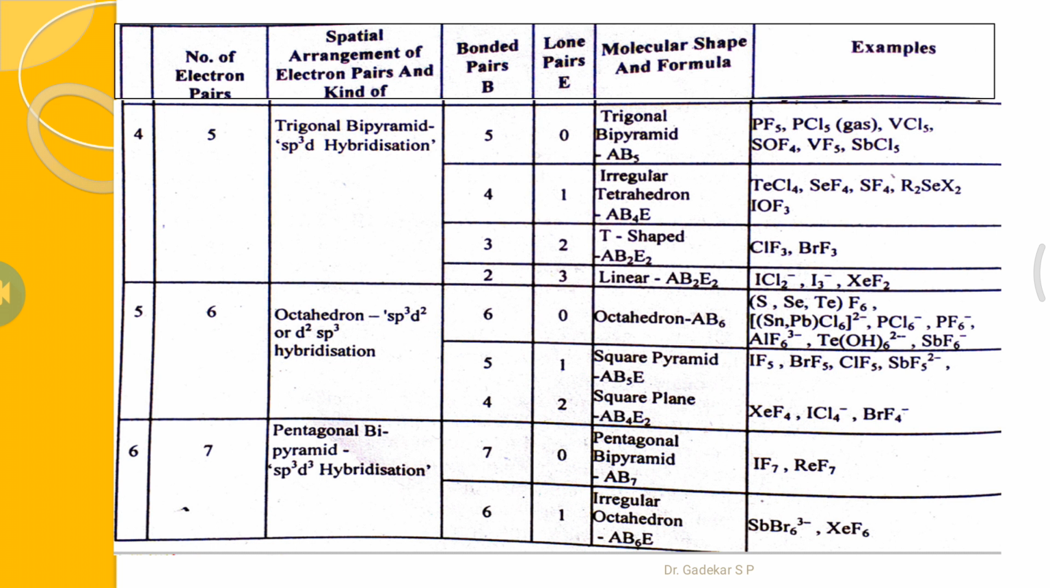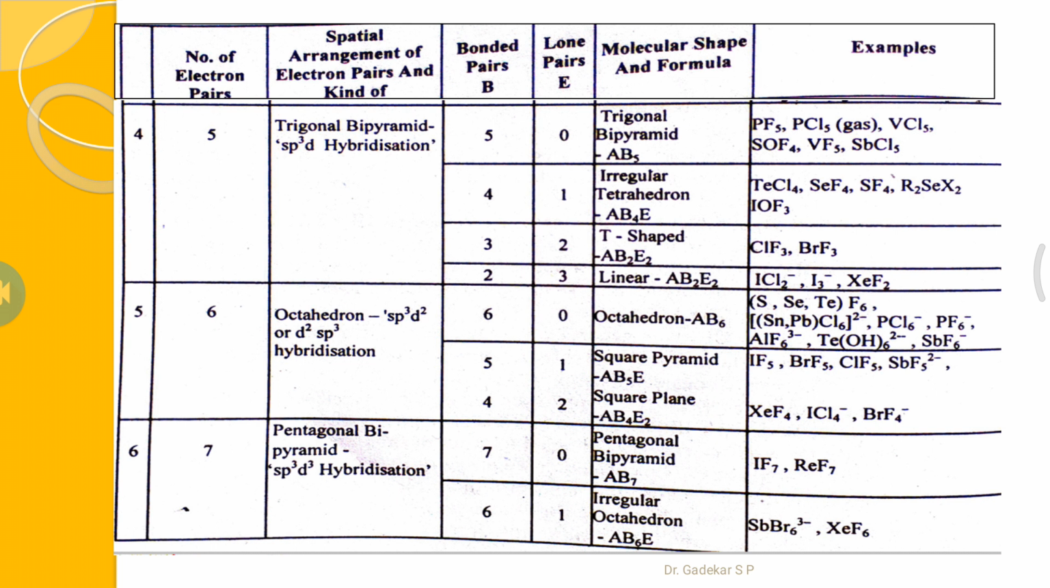Next is the fifth example, 6 electron pairs. The geometry is octahedral. And what is the hybridization? sp3d2. There are 3 situations. All 6 bond pairs and 0 lone pairs. Second situation, 5 bond pairs and 1 lone pair. Third, 4 bond pairs and 2 lone pairs. The fifth example contains 6 electron pairs with octahedral geometry, and sp3d2 or d2sp3 hybridization.